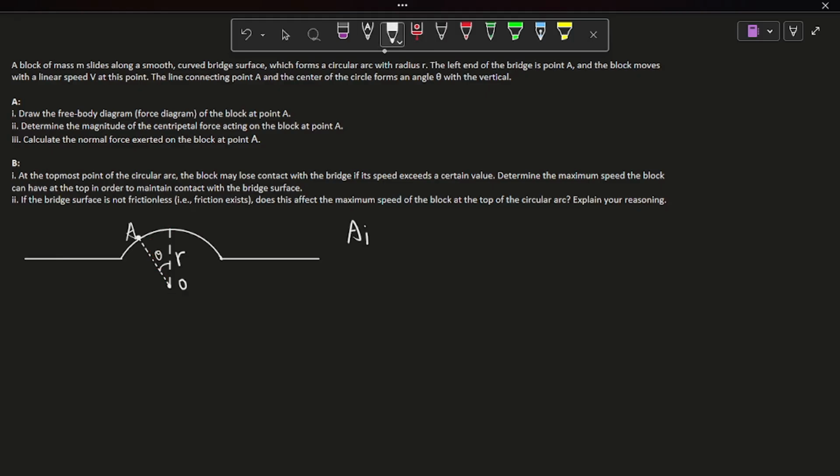Part A. 1. Draw the free body diagram of the block at point A. 2. Determine the magnitude of the centripetal force acting on the block at point A. 3. Calculate the normal force exerted on the block at point A.